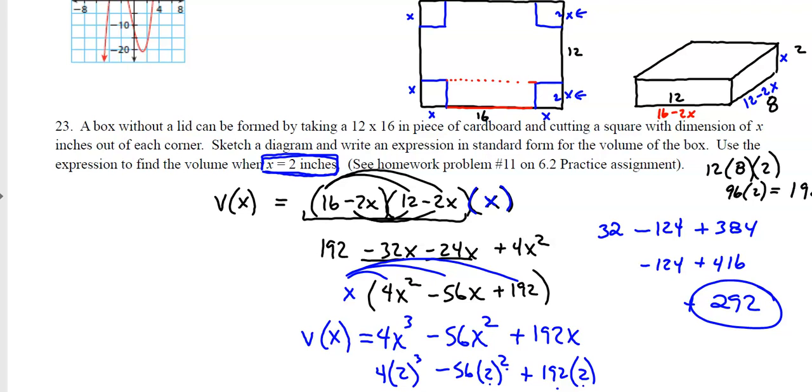So how am I getting 292 here? What went goofy? Oh, right here. 2 times 2 is 4 times 56. 4 56s is 224. 224, which is going to be 192.